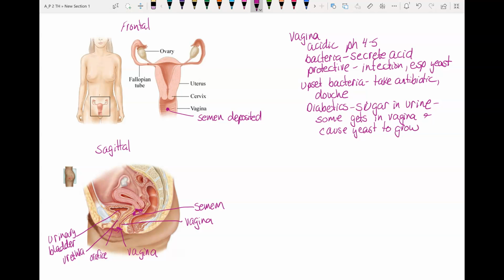Another thing about this acid is it's killing yeast and any other unwanted pathogens. It also kills sperm. So semen has a high pH to neutralize this acid and protect the sperm.